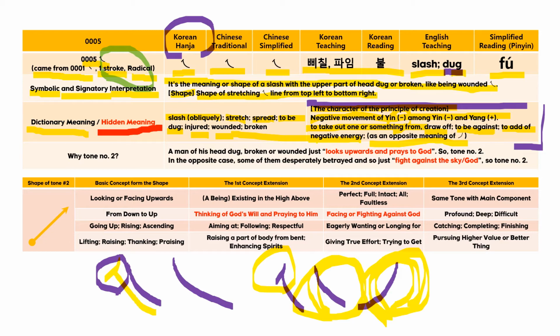So the next issue is why this character has tone number 2 value. A man of his head dark, broken or wounded, just looks upwards and prays to God. So tone number 2. Please imagine if you are wounded in your head, you have to pray to God not to die. Okay?